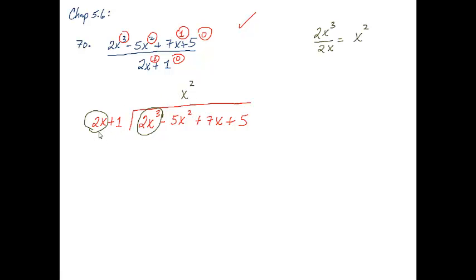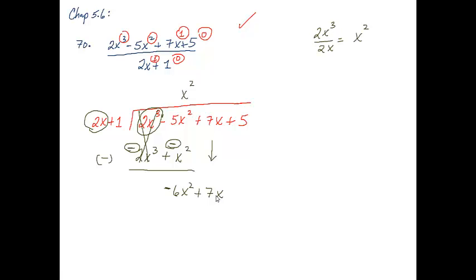So x squared times 2x is 2x to the third power. X squared times 1 is plus x squared. Then we subtract, right? And I put a parentheses around it because I'm subtracting all of this, which means I need to change the sign. So I'm going to change this to a minus sign and change this to a minus sign. 2x to the third minus 2x to the third cancels out like it's supposed to. Negative 5x squared minus x squared becomes negative 6x squared. Then the next step says drop down the 7x, so plus 7x.